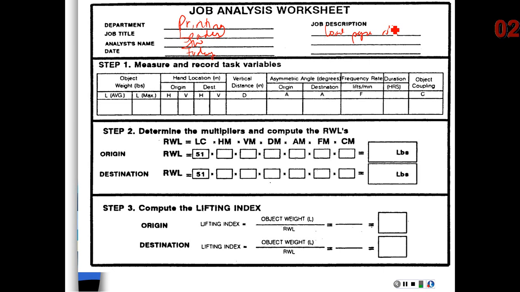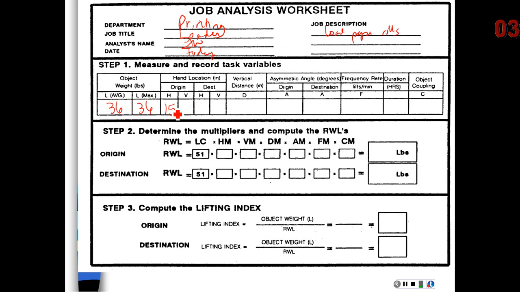We input on object weight the weight of the paper roll. We put it in both the average and max. That's 36 pounds. So the paper roll weighs 36 pounds. It's always a 36-pound roll, and so that will be our average as well as our maximum load. Hand location at the origin when she's lifting it up off the cart. They tell you up in the word problem, they can't show you the picture, but they tell you in the word problem that she's reaching 15 inches. And so 15 inches between her ankles and her middle knuckle on her hand, horizontally.